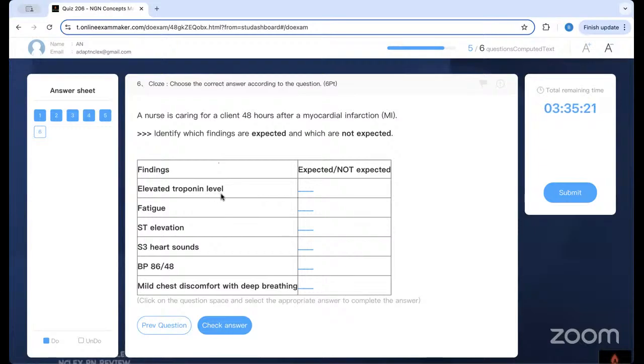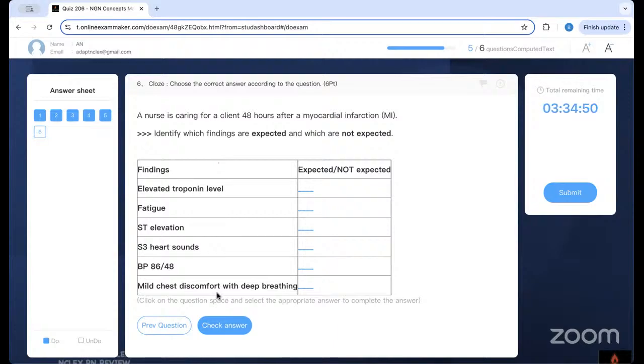Would the troponin be elevated? Would the patient be fatigued? Would the patient have ST elevation? Will you have S3 heart sounds? Will your blood pressure be like this? Will you have some small chest pain when you breathe? What do you think? Somebody had a heart attack. Do you expect this finding? 48 hours. What do you think? Let me know what you think.